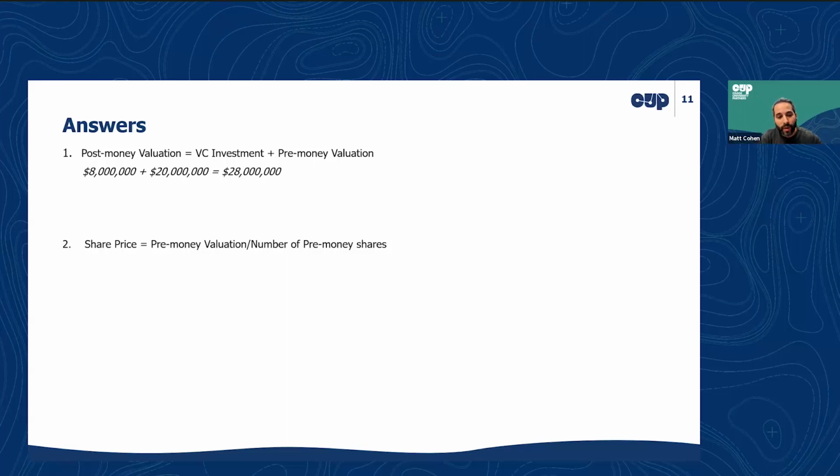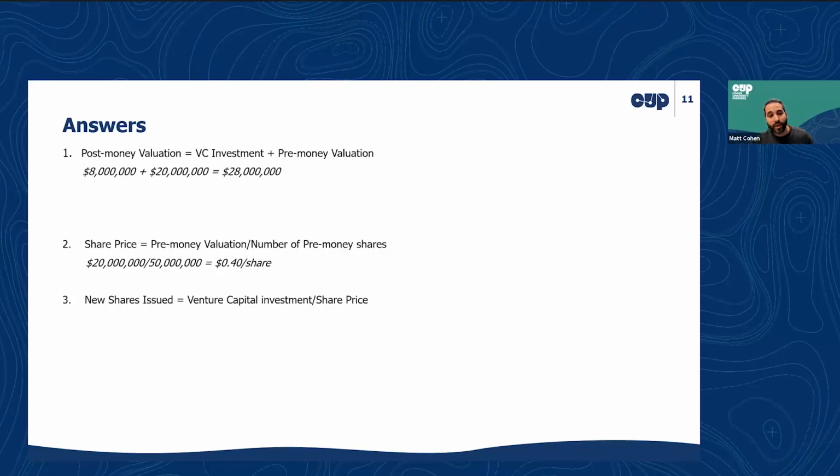So what's the share price? Share price can be calculated by dividing the pre-money valuation by the number of pre-money shares in the company. We told you that the pre-money valuation was $20 million, and that the number of shares split amongst the founders was 25 million and 25 million, so 50 million total. When you do that division, you get 40 cents per share. How many new shares was Gray Havens able to get for their $8 million investment? You just divide the $8 million by the share price, and that gives you the number of shares. So Gray Havens got 20 million shares.